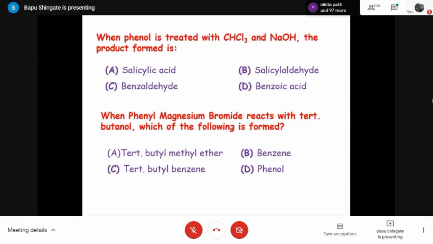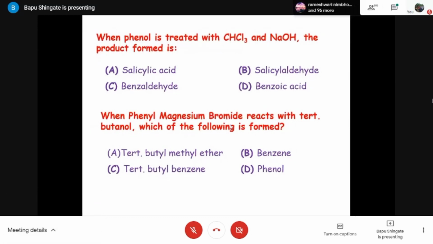The question is very simple, but many students failed to give the answer to this particular question. Keep in mind, any Grignard reagent on reaction with alcohol or water forms the corresponding hydrocarbon. It never gives any kind of ether or any kind of phenol.